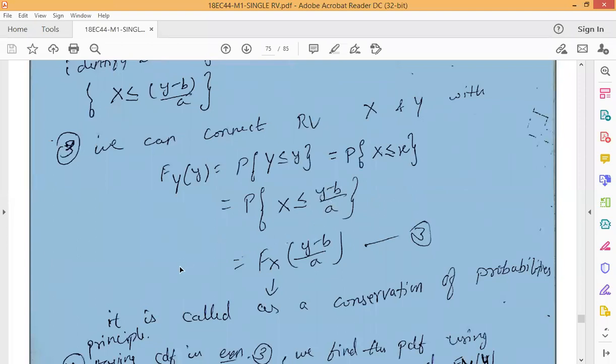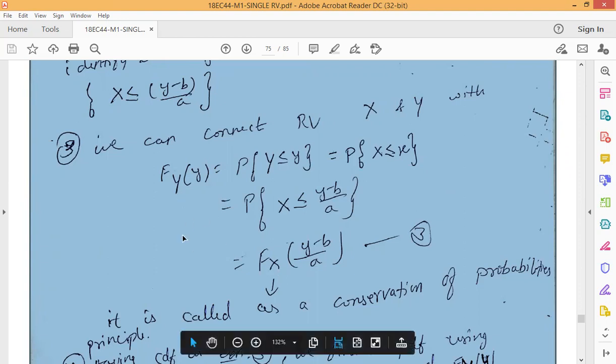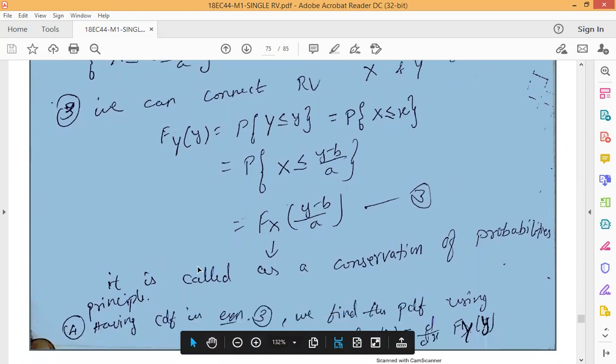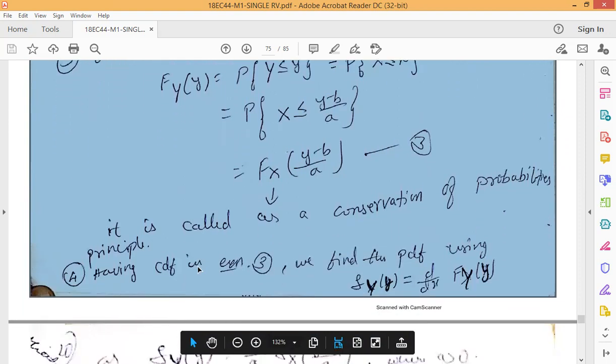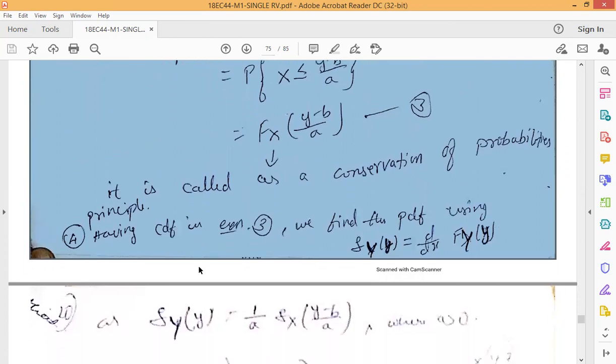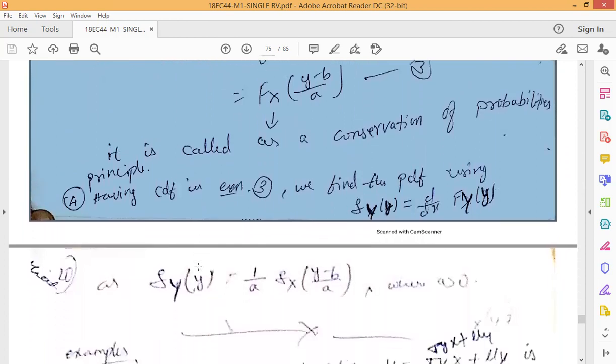So here we'll be able to write F_Y(y) is equal to F_X((y - b)/a). So this is the relationship that exists between the random variable X as well as Y. And this equation number 3 is called the conservation of probability principle. And using equation 3, we can also find the PDF.